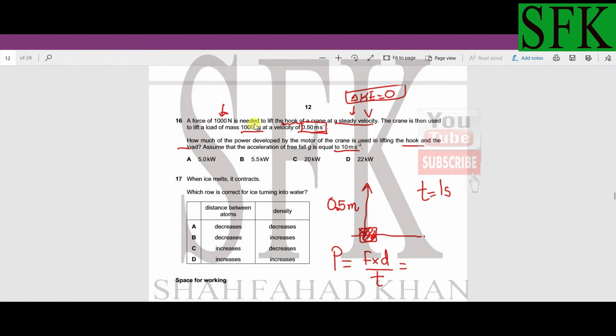What is the force? Force is actually the combined force of the hook and this load. The weight of the load is going to be 1000 multiplied by 10, mg, plus 1000 due to the hook itself. So it's going to be 10,000 plus 1000, which is 11,000. So 11,000 is the force multiplied by the distance, 0.5, divided by 1, the time, and the answer that we get is 5500 watts. In SI units that is 5.5 kilowatts, and B is the correct answer in this case. Let's move on to the next MCQ now.